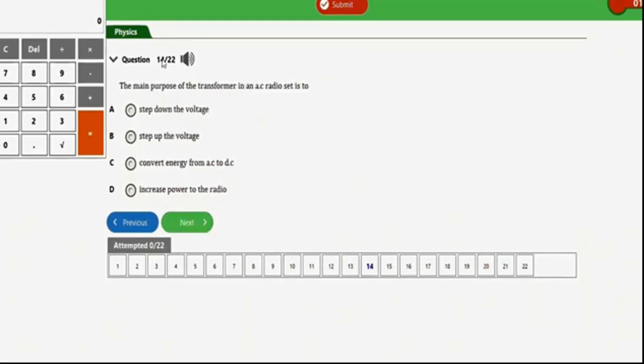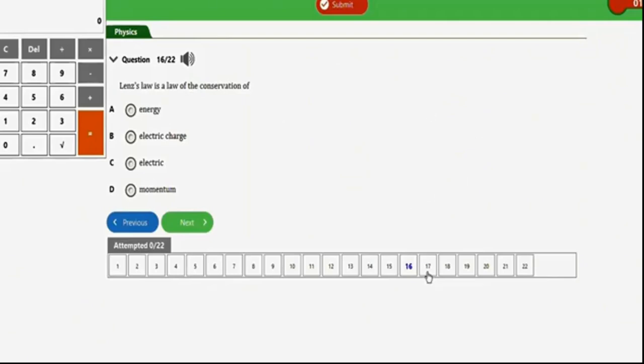It says the main purpose of a transformer in an AC radio set is to step down the voltage, step up the voltage, convert energy from AC to DC, increase power to the radio. The right option in this question is option A, which is to step down the voltage. Next repeated question will be this one. It says Lenz's law is a law of the conservation law. So this is obvious. Option A is the right one. It's the conservation of energy.